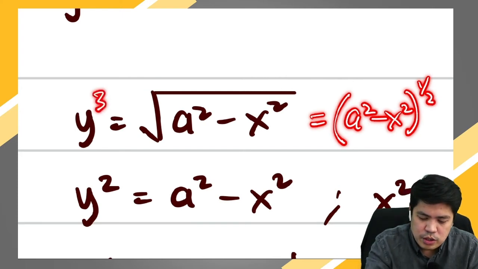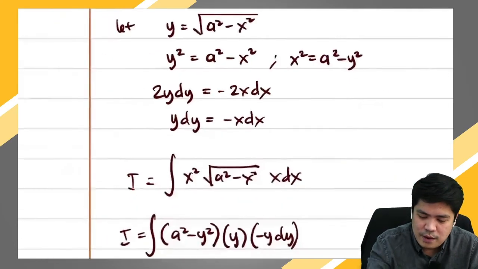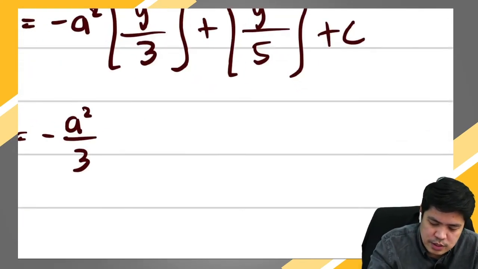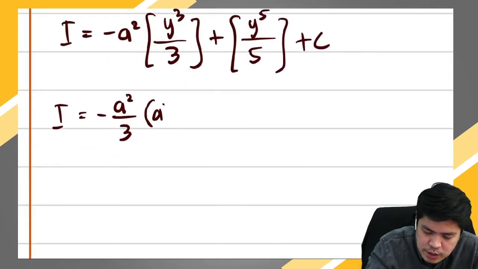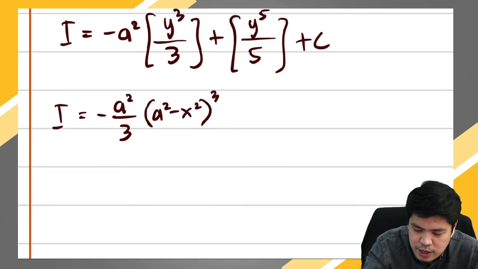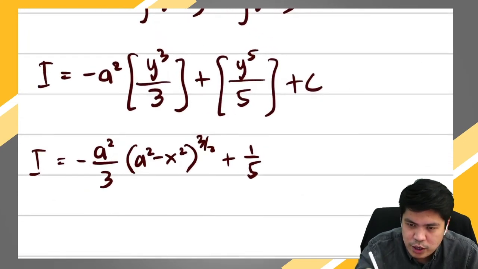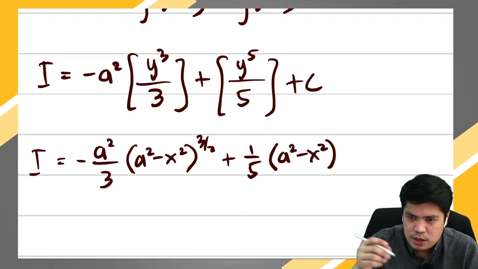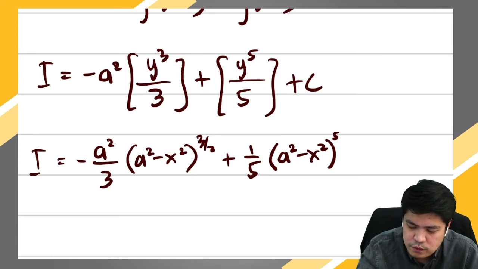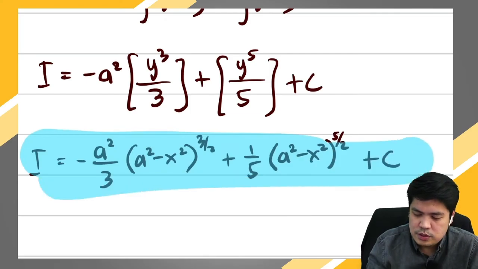Since meron tayong y cubed doon kanina sa baba, you just raise this to 3, so that becomes 3/2. So therefore, this is a squared minus x squared raised to 3/2 plus 1/5 of y raised to 5. So we know that y is equal to the square root of a squared minus x squared, or raised to 1/2, then raised to 5. So that would be raised to 5/2 plus c. So this is our answer.